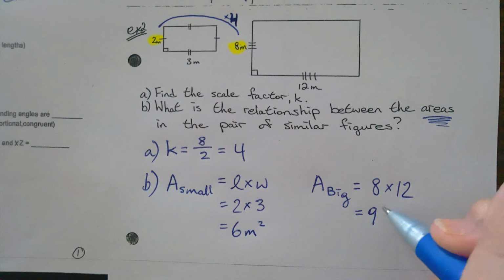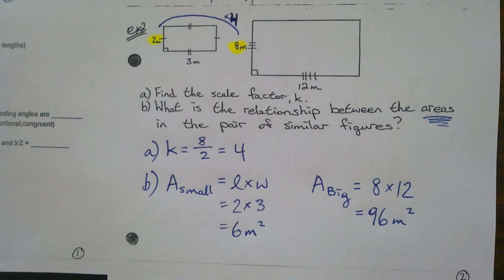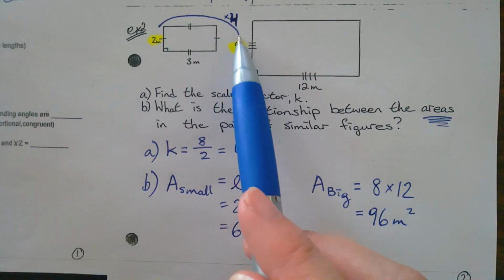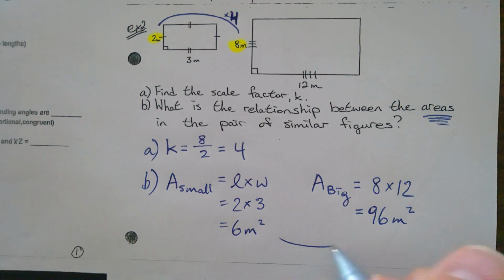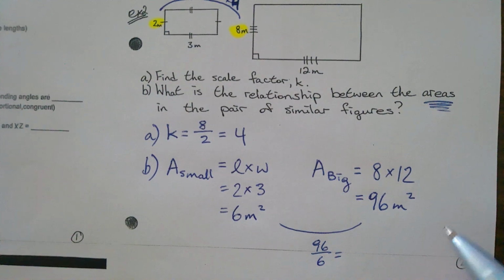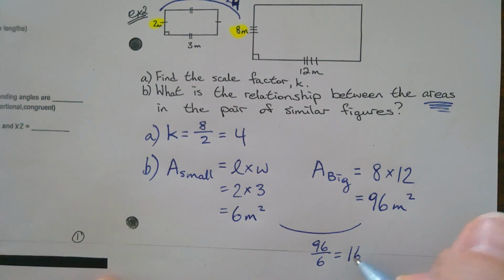$96. All right. Now, we said that this was 4 times as big. Does that apply the same to the area? Is this 4 times as big as well? No. How many times bigger is it? Do 96 divided by 6. If you do 96 divided by 6, I don't get 4. I get 16 times bigger.